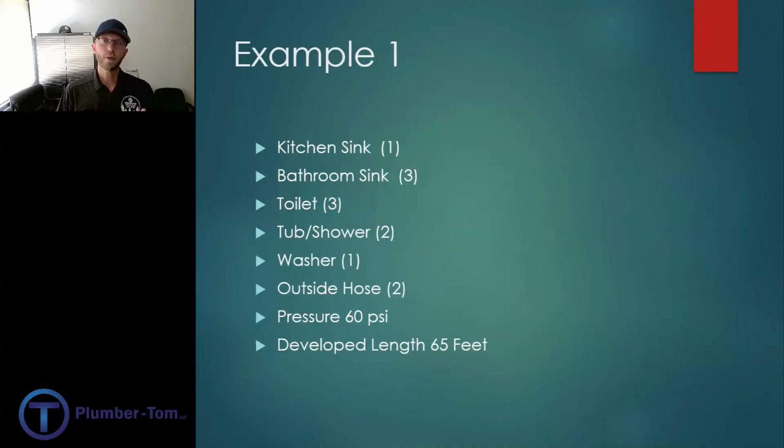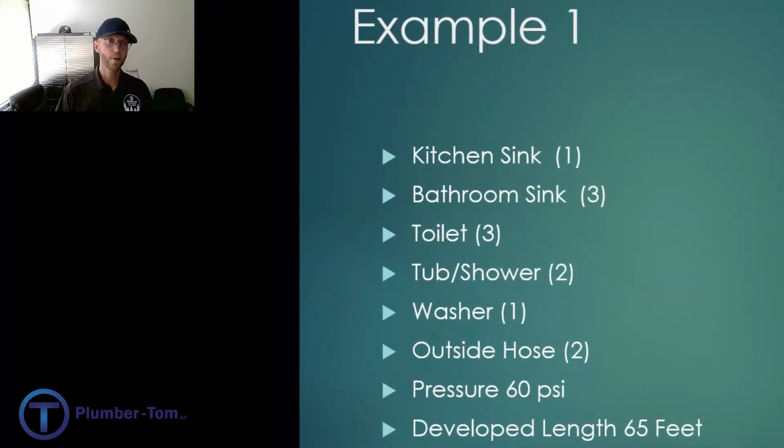All right, let's do an example together. Let me walk you through how we would do this for a certain list of fixtures in a building. Here we have example 1, a typical house. 1 kitchen sink, 3 bathroom sinks, 3 toilets, 2 tub showers, 1 washing machine, 2 outside hose faucets. Let's say we've done some research and determined we have a pressure of 60 psi. We've also done some research and found that we have a developed length of 65 feet.